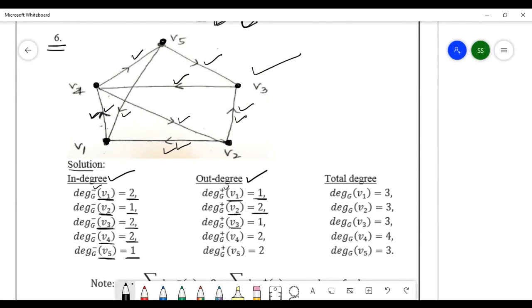Right? Now out degree of vertex V3. Where is V3? Vertex V3 is here. How many edges out from this vertex V3? This is out, only 1. Out degree of vertex V3 is 1. Now vertex V4. Where is vertex V4? Vertex V4 is here. How many edges going from here? This only 1 is going.